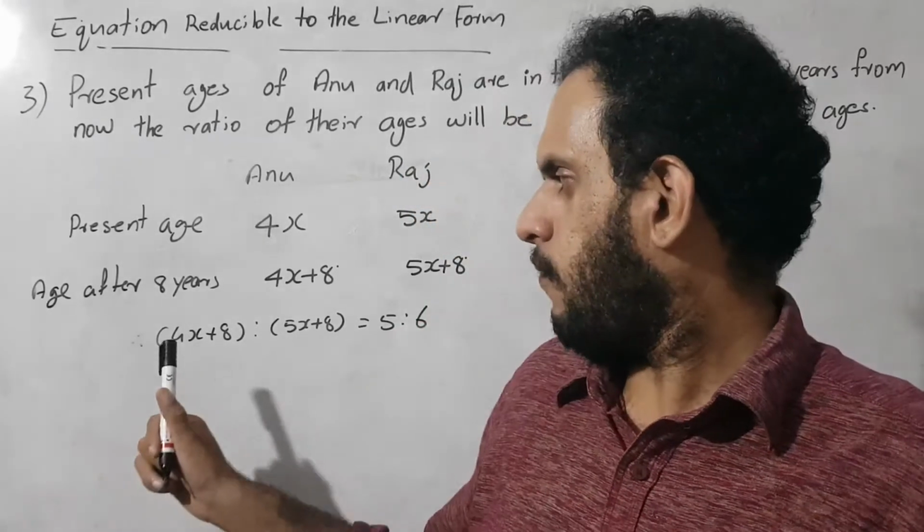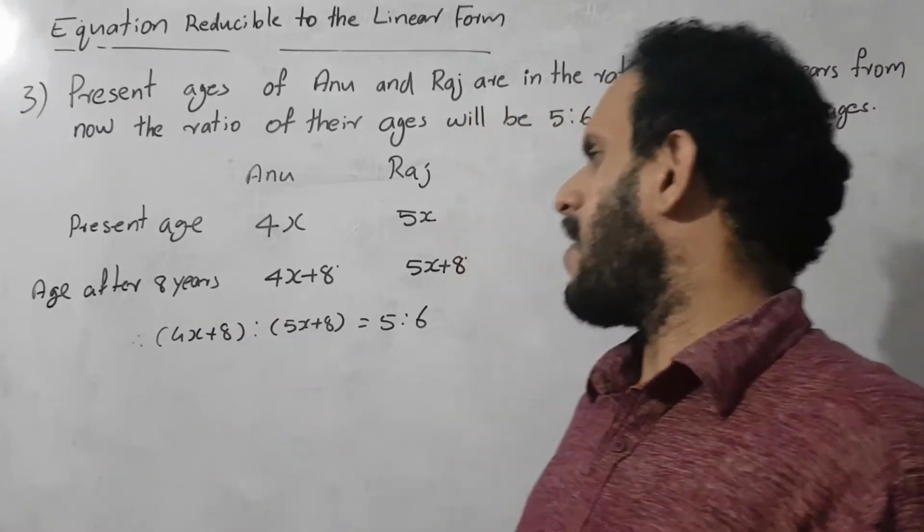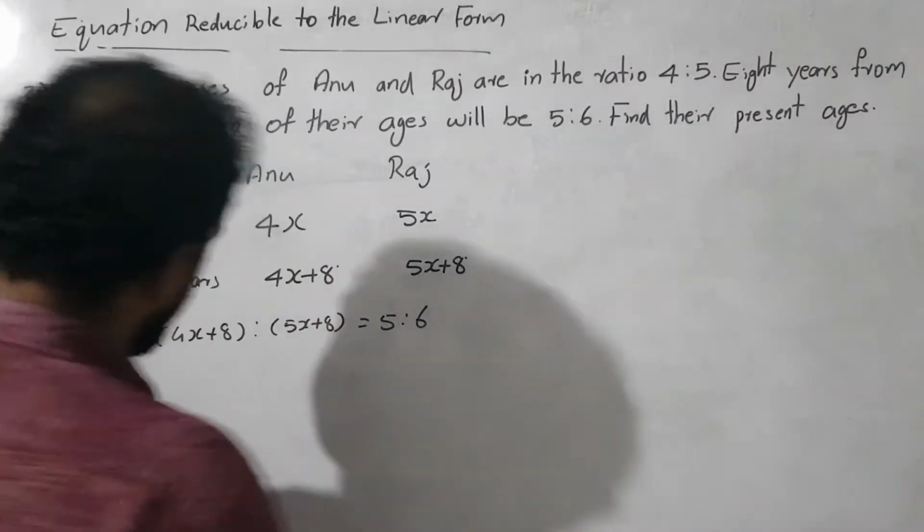5/3. As like 4x plus 8 is to 5x plus 8, we write as 4x plus 8.